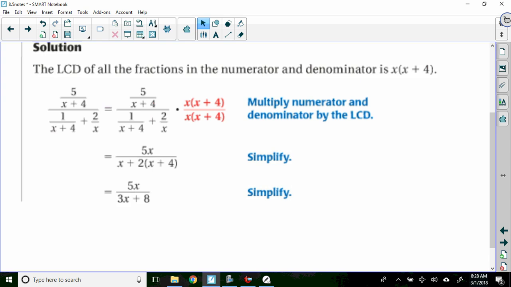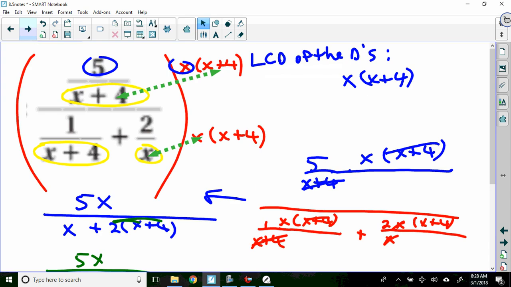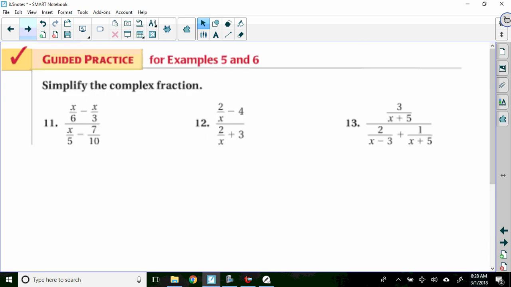We'll try another one of those. One more. That's it. Uno más, por favor. Take your pick. What do you want, 11, 12, or 13? 13? Okay.